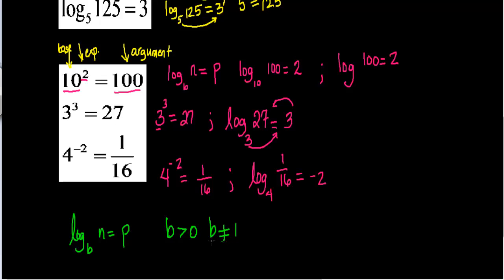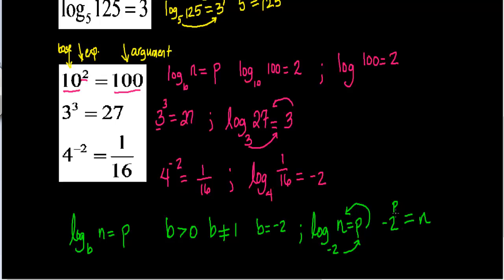Well, this is why. When we were looking at exponential functions, let's suppose b is not greater than 0. Let's say, just so that you can see, I'm going to set b equal to negative 2, okay? And let's then rewrite this log with a base of negative 2. Let's say log base negative 2 of n equals p. And when I rewrite this as an exponential, this would be negative 2 to the p power equals n.